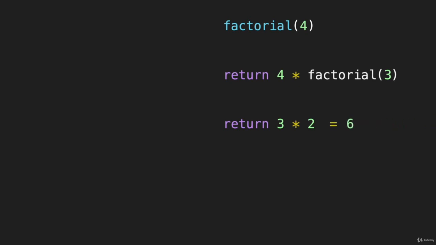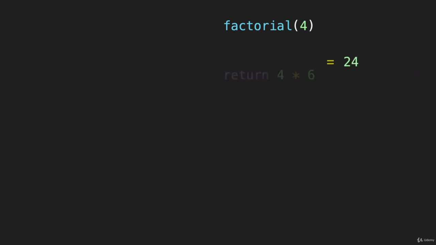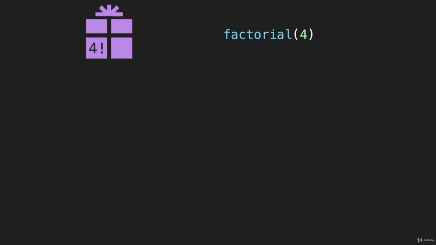3 times 2 is 6, and we return that here. 4 times 6 is 24, and we return that here. And that's our answer for factorial of 4. So let's look at this yet another way, the gift box method.